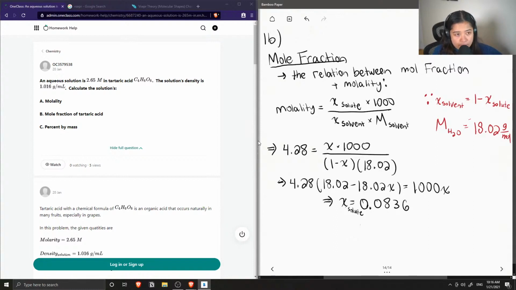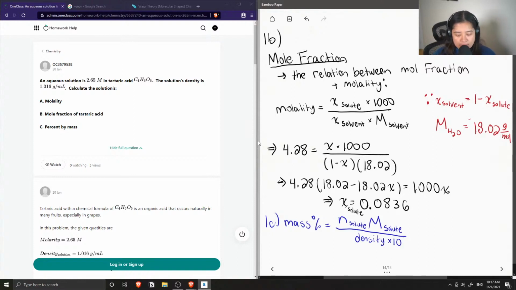And now for part C, calculate the solution's percent by mass. I'm just going to denote it as mass percent. And for this question, to solve it, it's just going to be the number of moles for our solute times the molar mass of our solute. So this will give us the mass. And we divide by the density times 10.